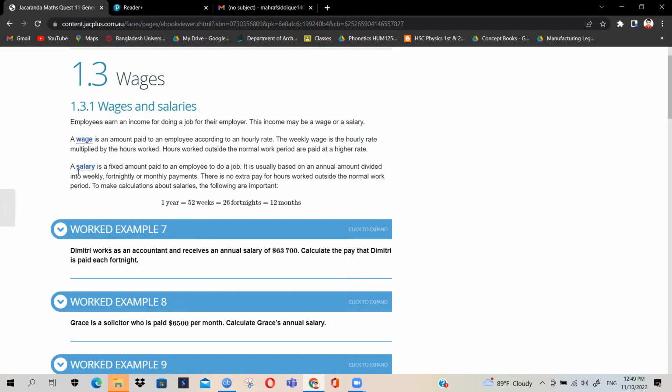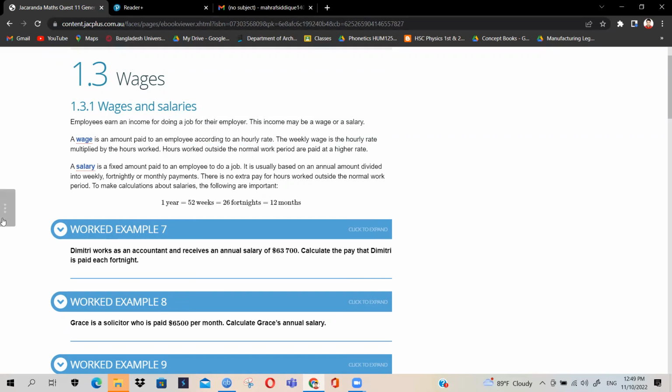The weekly wage is the hourly rate multiplied by the hours worked. Very nice, that's correct. Hours worked outside the normal work period are paid at a higher rate. It's usually the case.